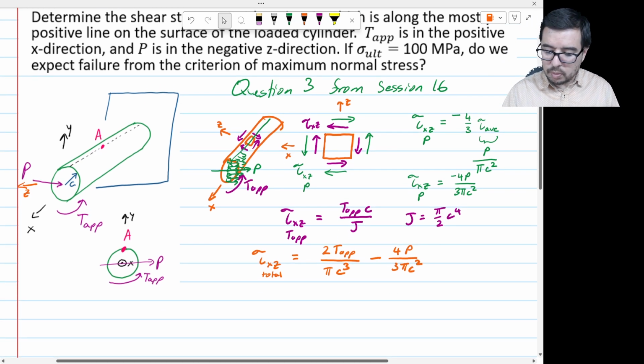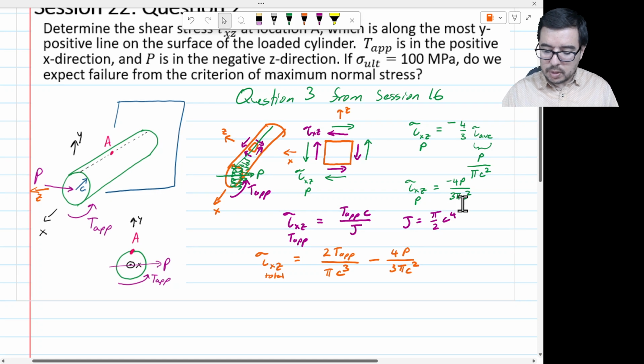All right? And we can see that these are going to have the same units. We have length cubed, but we have Newton meters, or force times length in the numerator. And over here we have force, and then we have length squared in the denominator. So units all check, and we can calculate these values.